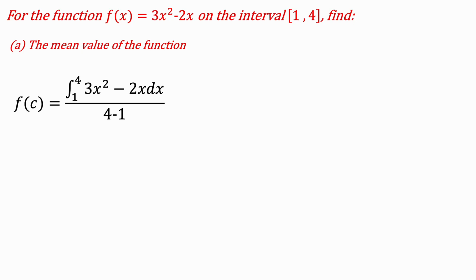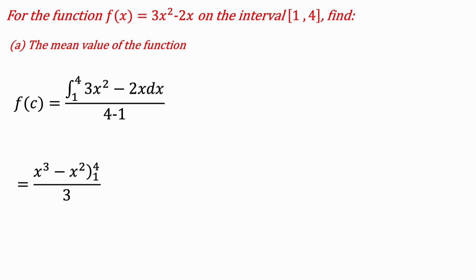I could have given you a very complicated function for f of x, and then calculating its indefinite integral would take a lot of time. But here, we are using simple functions so you can clearly understand the difference between definite and indefinite integrals. We take its integral from 1 to 4 and then divide by the length of the interval. So we have 3x squared minus 2x. Okay, we integrate. The integral of 3x squared is x cubed, and the integral of minus 2x is minus x squared. Then we evaluate it from 1 to 4.